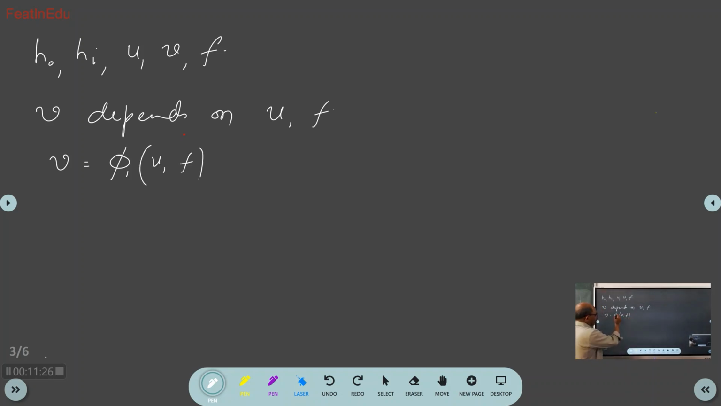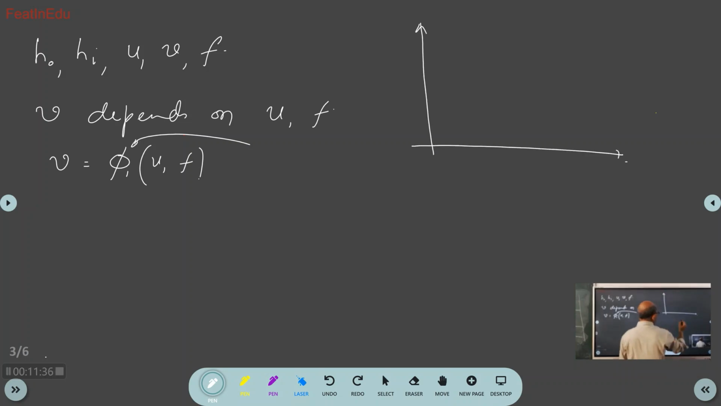Now let me explain this function for all of you because it is new to you. See, function means relation. Now observe this graph. All of you, please observe this graph. So this is the x-axis and this is the y-axis.